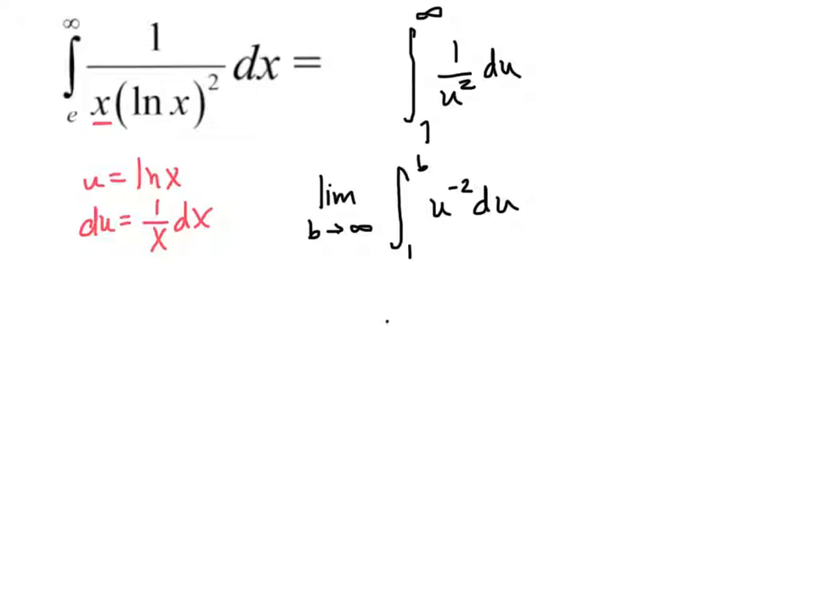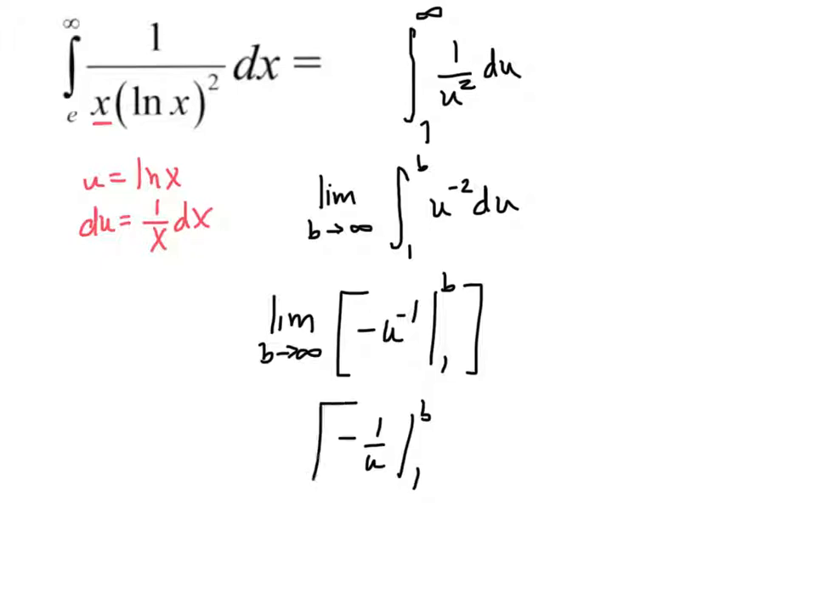Okay, so let me raise the power and divide by the new power, evaluating at b and 1, doing the limit as b approaches infinity. Well, this is the same as negative 1 over u, evaluated at b and 1. At this point, if you had wanted to go back and write natural log, you certainly could have. You just go back to your original bounds. Remember, e and infinity are the bounds in terms of x. 1 and infinity are the bounds in terms of u. So if you stay in terms of u, you've got to use the u bounds, which I always think if you've gone to work to find them, you might as well use them.